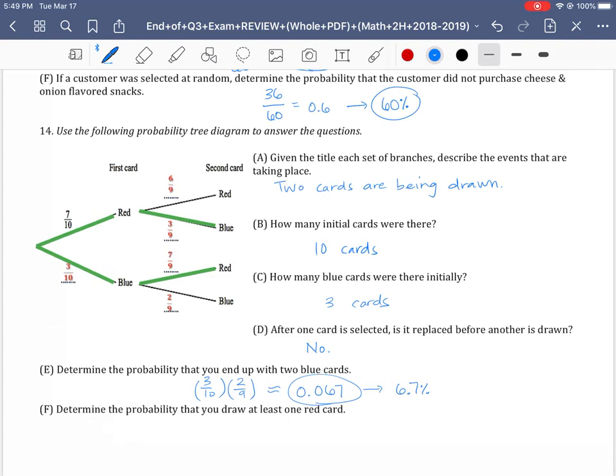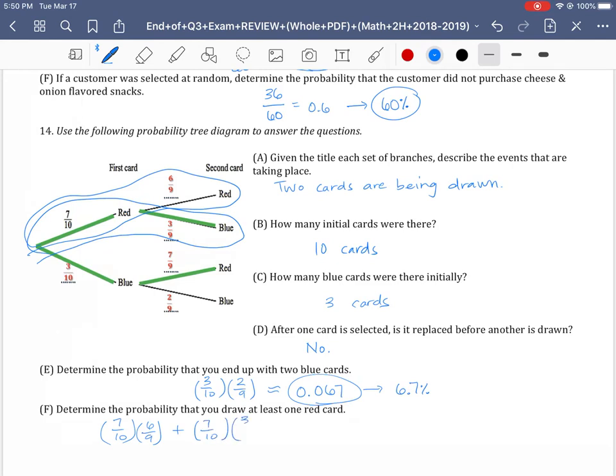So anyway, it's fine. The last one, determine the probability you draw at least one red card. So in this case, we are looking at branches that give us red cards, but only at least one red card. So either red, red. This one gives us at least one, but actually 2. So that would say this branch, 7/10 and 6/9. Or we could get a red and then a blue. That's still at least one red. So if I go down that branch, that's 7/10 times that 3/9. Or we could get a blue first and then get a red, which also gives us at least one red card. So it's everything but the blue-blue.